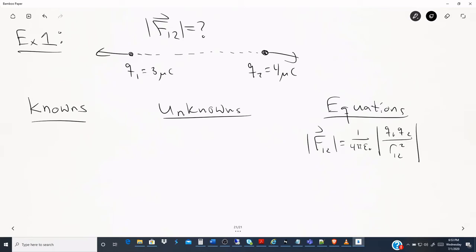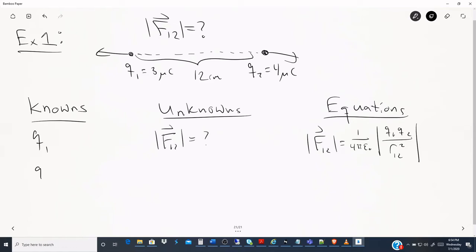My unknown is the distance. Well, actually, oops, I should have specified that. So the distance between these charges, let's say, is 12 centimeters. Okay. My unknown is the magnitude of the force. I have an equation to get it, but I don't actually have it. And my knowns are the two charges and r12. Charge 1 is 3 microcoulombs. Charge 2 is 4 microcoulombs. And the distance is 12 centimeters.